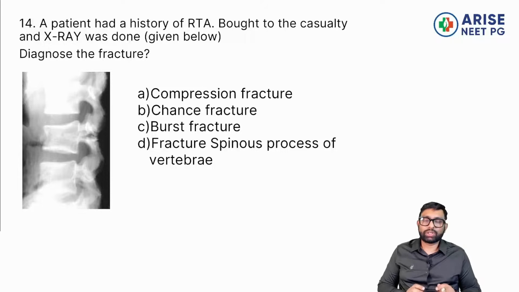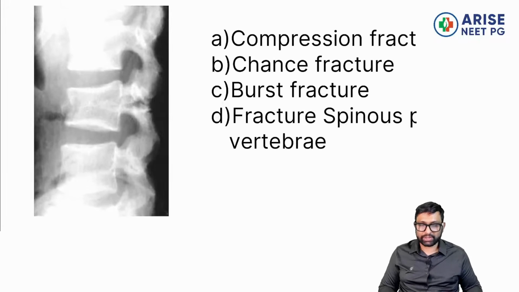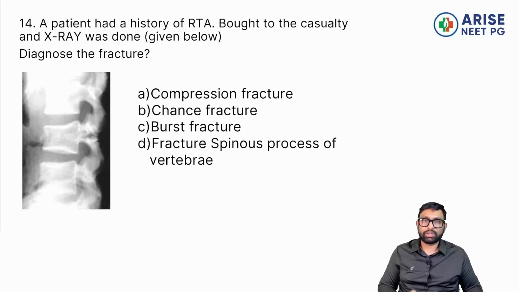Now another question, a patient has RTA, he is brought to the casualty, an X-ray is done. What is the fracture here? So look at this X-ray. Tell me what fracture is it? Is it a compression fracture, a chance fracture, a burst fracture, or a fracture of the spinous process of the vertebrae? Which fracture is this? Put your answers up in the comment.